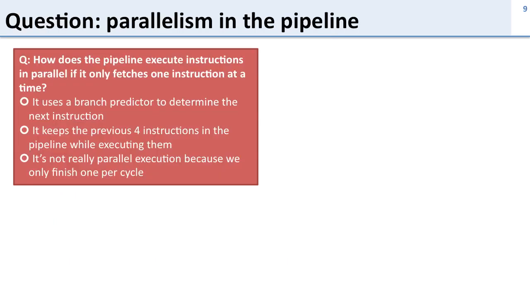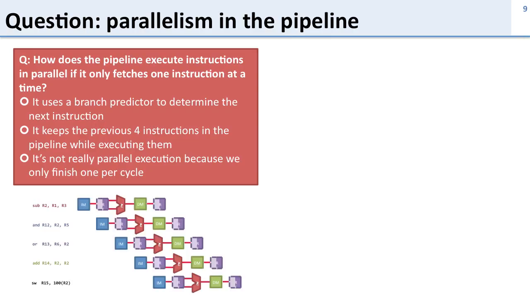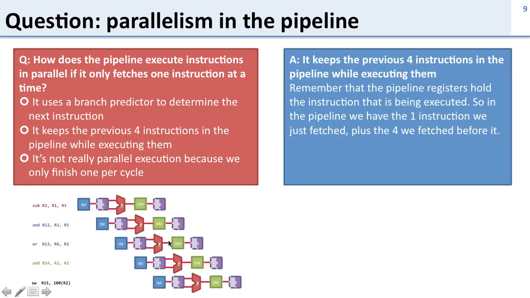So how does the pipeline execute instructions in parallel if it only fetches one instruction at a time? So here's our pipeline, and we're only fetching one instruction at a time, but what you see is we've got 5 instructions together in the pipeline once they're all there. So the answer to this is the pipeline keeps the previous 4 instructions in the pipeline while executing. So the pipeline registers are keeping track of the last 4 instructions. So we only fetch one instruction at a time, but we have 4 other instructions that we've remembered in the pipeline that we keep processing.